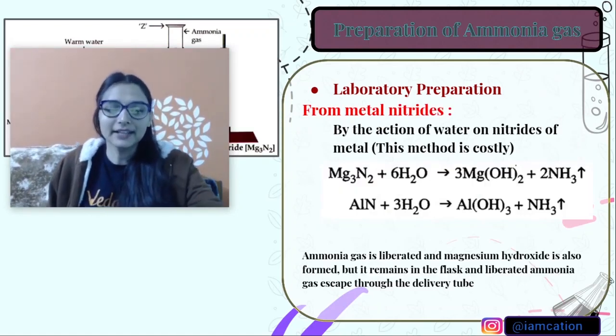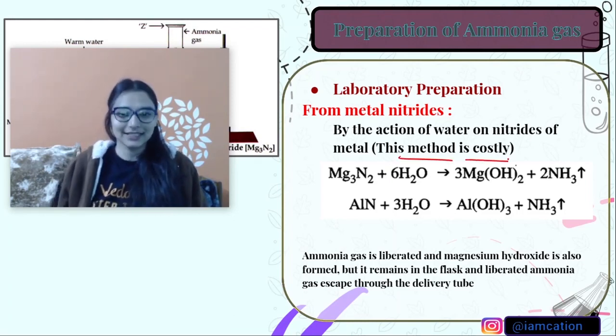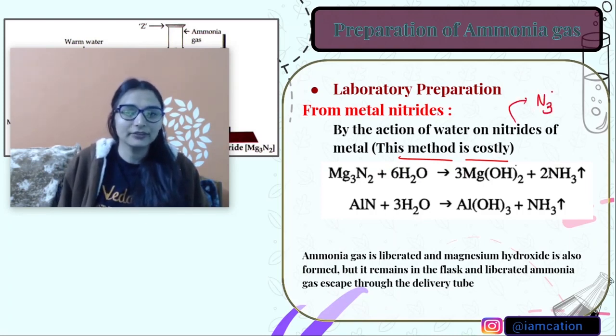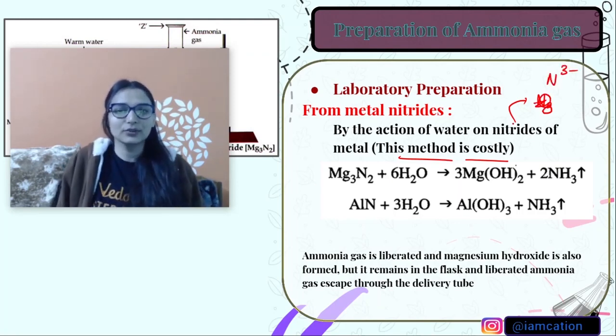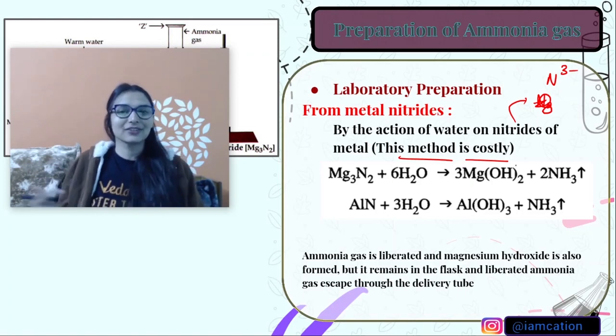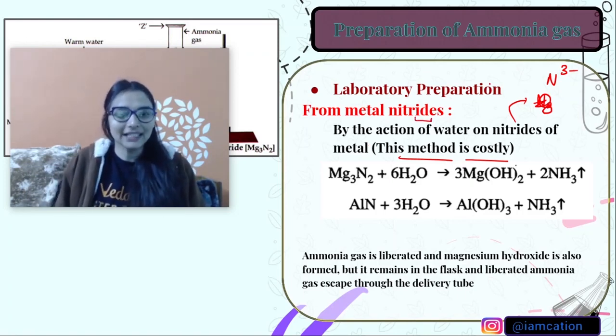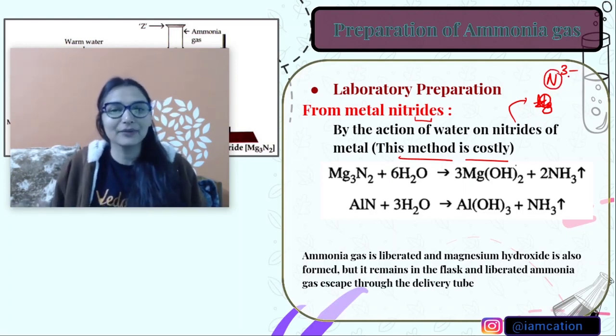Okay, the next method of preparation is from the metal nitrides. Now this method is not very much favored because they are quite costly. Action of water on nitrides. Nitrides, you understand, N3 negative, right? So nitrides we're going to take N raised to power 3 negative charge. Remember, don't get confused between nitride, nitrate and nitrite. When the suffix is "ite", then only a non-metal is present without oxygen, having a charge of 3 negative.